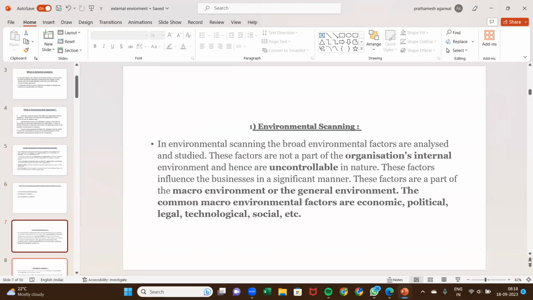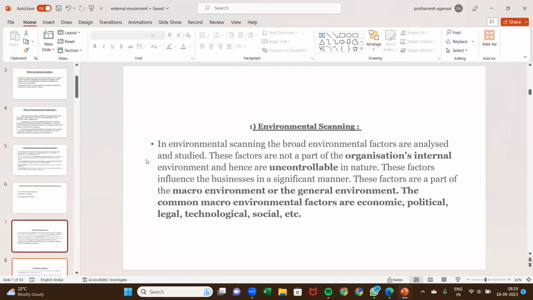Now, let's see the first one, environmental scanning. What does the environmental scanning tell us? Environmental scanning tells us about the broad environmental factors that are analyzed in study. Now, these factors, as I said, are not part of the organization. Any factors which are related to the organization can be controlled. They can be modified as per the internal environment of the organization. But there are certain factors which are outside, in the external environment, hence they cannot be controlled.